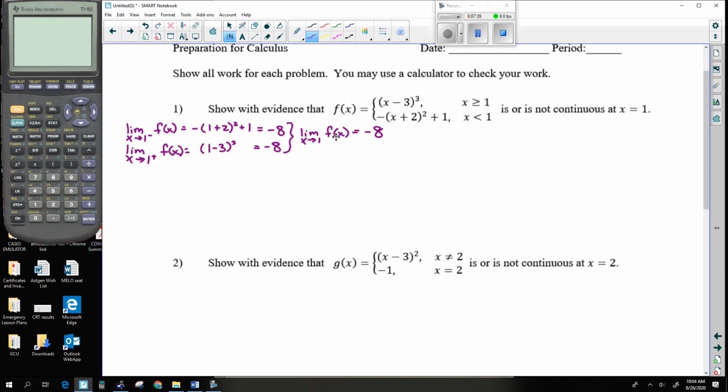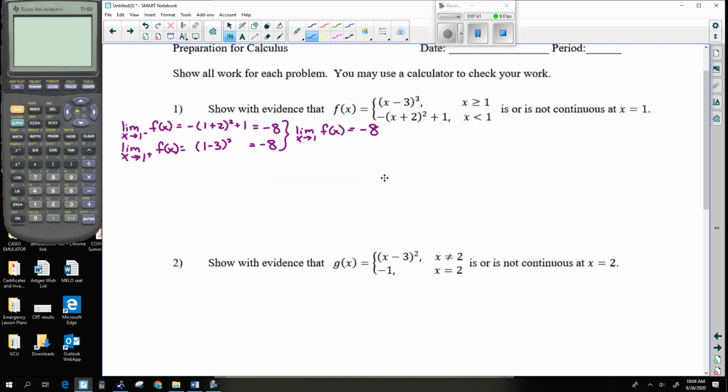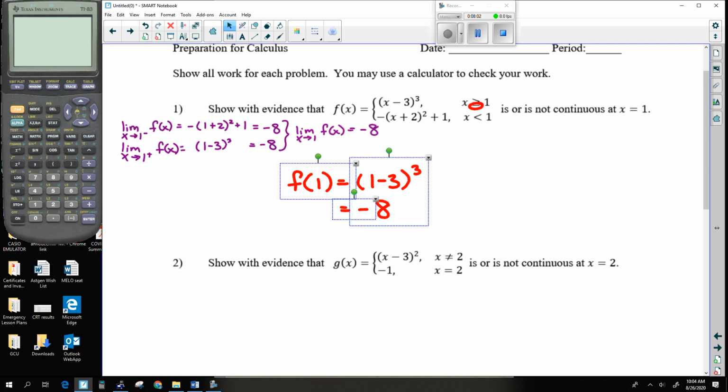So the limit exists. Next thing that we have to do is we have to show that the point itself exists. So that f of 1, so that's where it's or equal to. So that would be 1 minus 3 to the third, which is equal to -8. Okay, so the limit exists and the point exists.